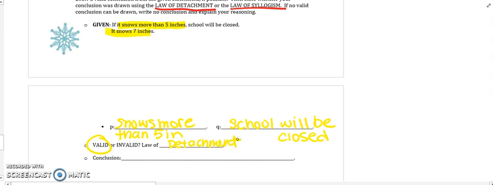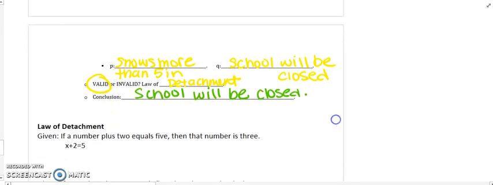So now the conclusion you can draw is that it snows 7 inches, therefore your conclusion is school will be closed. Now remember, in the law of detachment, your conclusion should just be a statement, not an if sentence. On law of syllogism, it should be if-then.